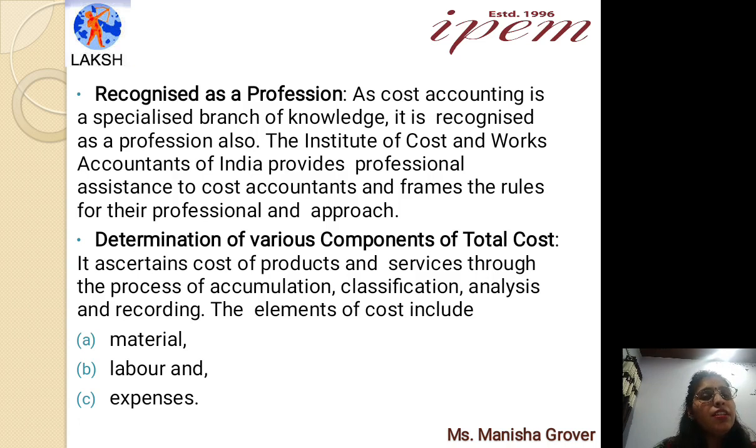Then last is expenses. What are expenses? Expenses are basically the direct and indirect expenses. Basically, this is the expenditure of a company which is incurred at the time of manufacturing. So with the help of these things, we can calculate our total cost of production.